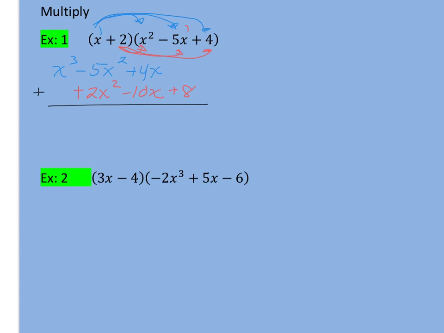So then draw your line and add down. You get x cubed. A minus 5 and a positive 2 gives you a minus 3x squared. A positive 4 and a minus 10 gives you minus 6x plus 8.